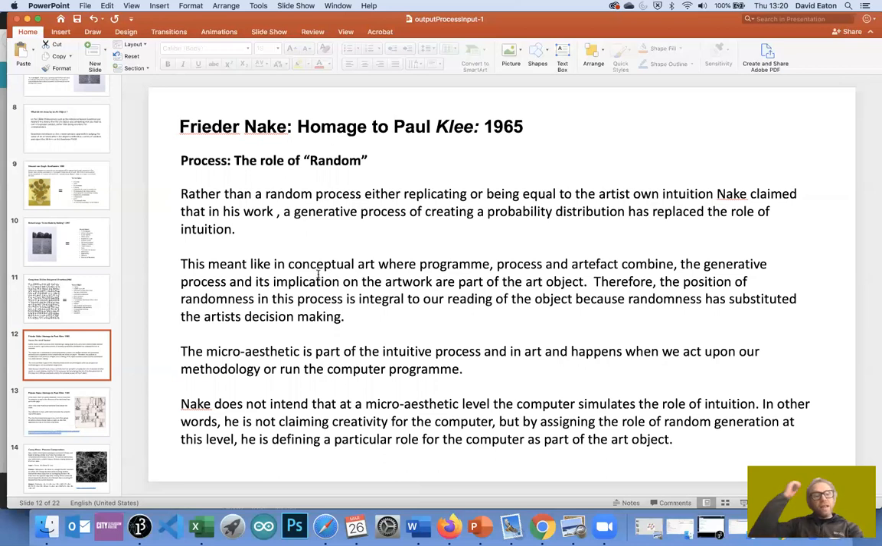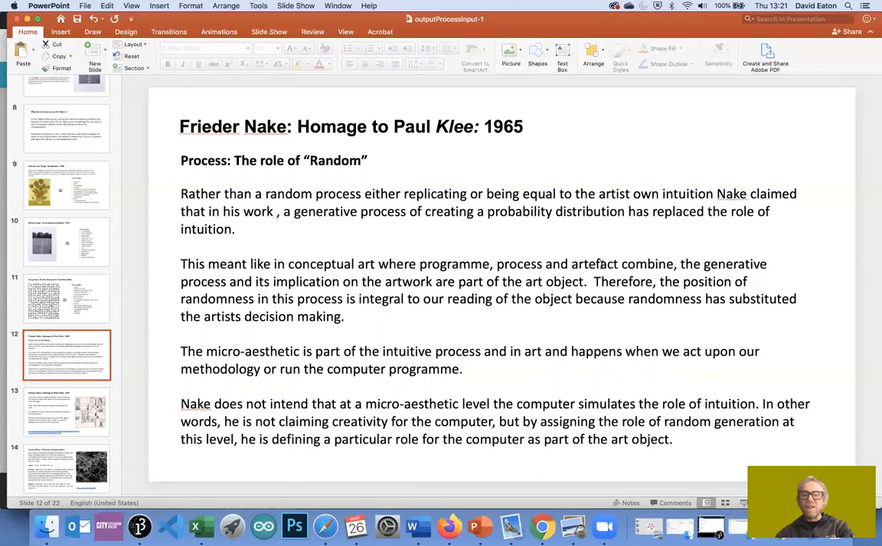In Nake's case, he sees the random process, rather than replicating or being equal to what we call the artist's intuition, because when we start out thinking about making a work, we've got some intuition about where we want to go with it. It's no different from a scientist. A scientist will have an intuition about a set of ideas, and then create a set of experiments to get to that conclusion. But along the way, he might find out all sorts of other conclusions. However, at that point there's some intuition.